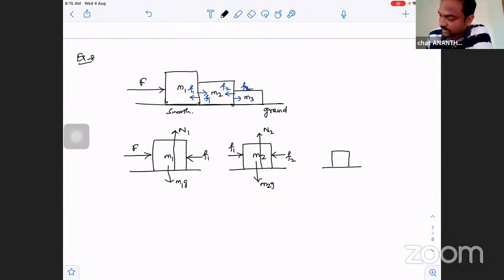Next, on M3, what are the forces acting? On M3, F2 is the force acting by M2, and M3G, the weight, will act downward, and the M3 normal force will act upward. Okay? These are the forces acting on individual blocks.